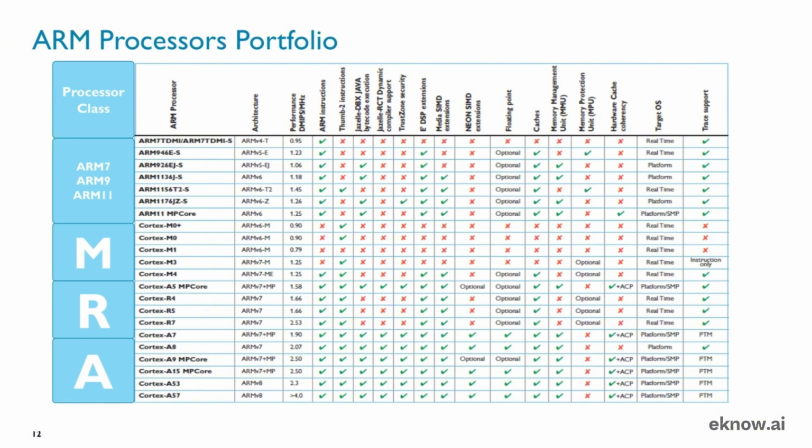The next column, performance DMIPS/MHz, is a performance metric. DMIPS stands for Dhrystone MIPS. It's a standard benchmark that measures a processor's performance. Dividing it by the clock speed, megahertz, gives us an idea of how efficient the processor is. A higher number here generally means more work done per clock cycle. For instance, notice the Cortex-A57 has a performance rating of over 4.0, which is significantly higher than the older ARM7 at 0.95.